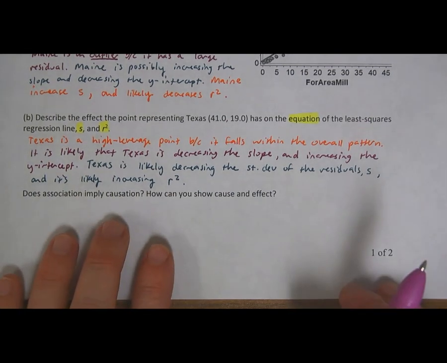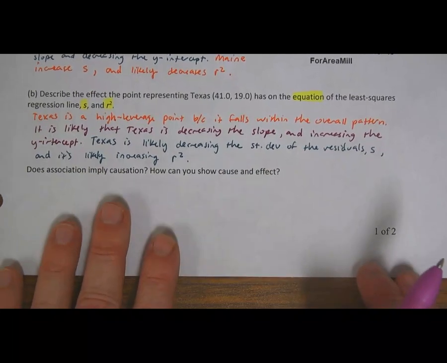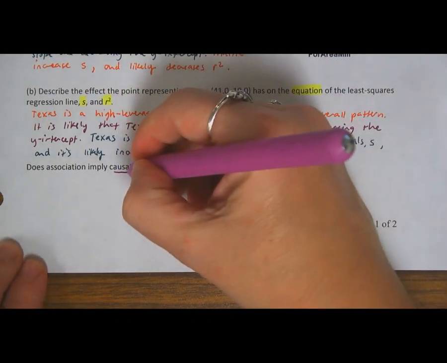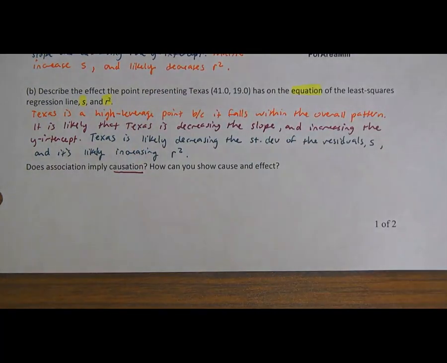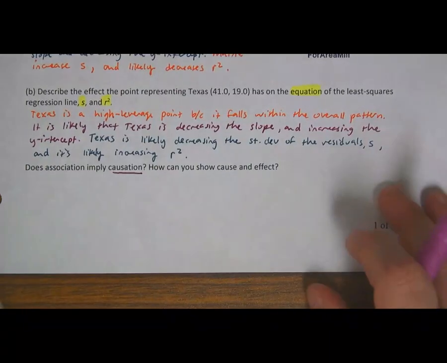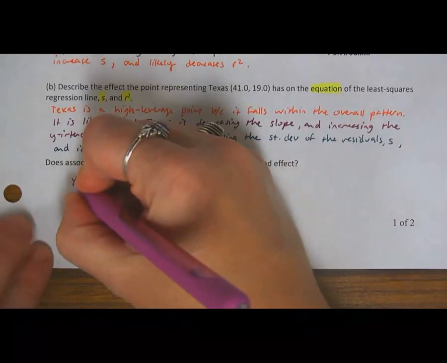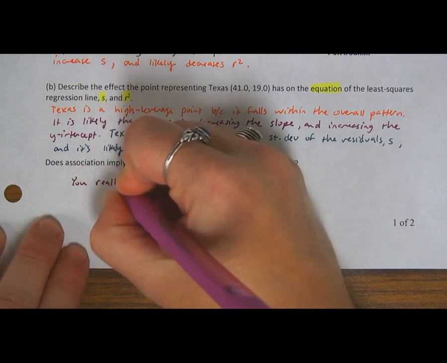Okay, you probably know what we're about to write. It almost seems like this shows up every single chapter, like every other set of notes. Does association, just because your explanatory variable and your response variable are associated or show correlation, does that imply causation? And you know the answer is no. How can you show cause and effect? Okay, so here's what I want you to write. You really can't prove causation just with a scatter plot.